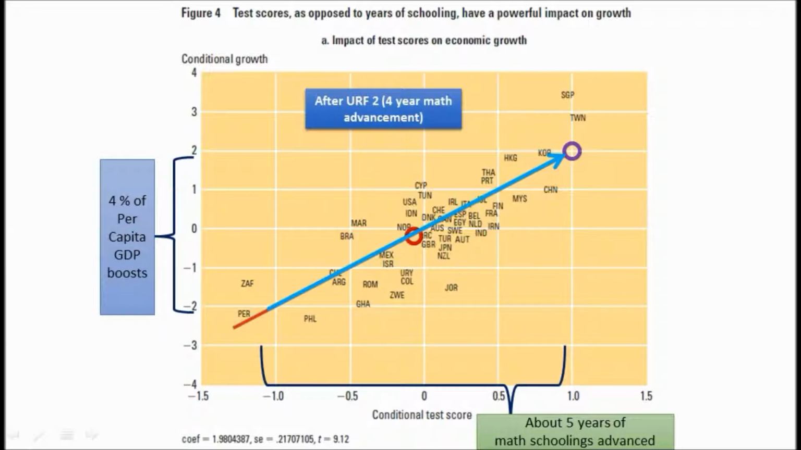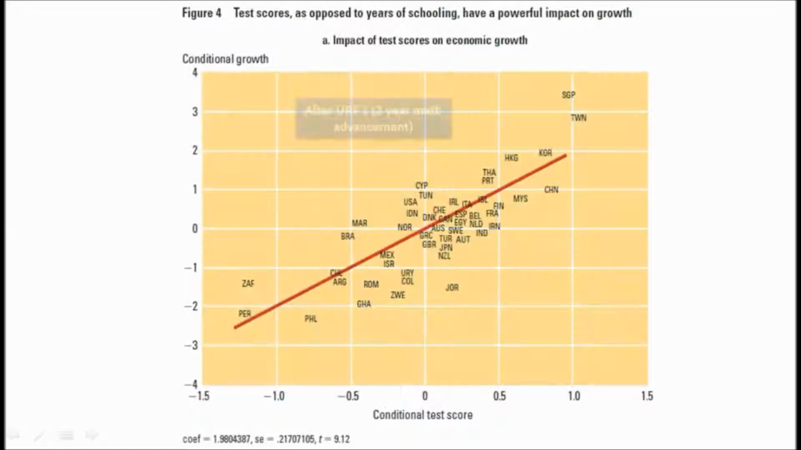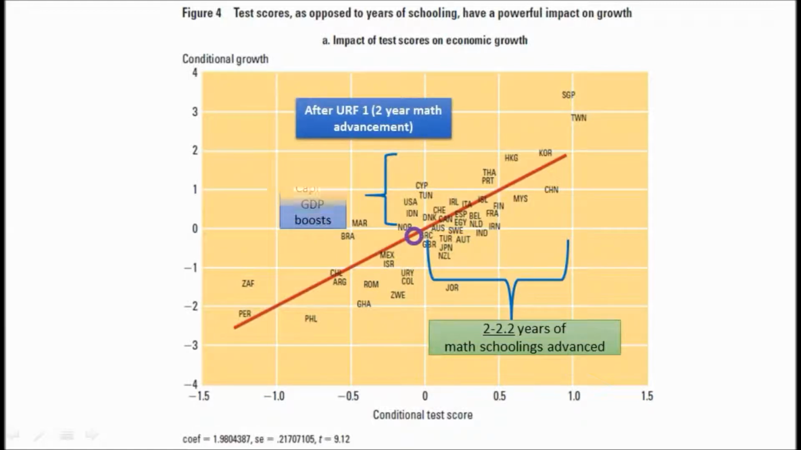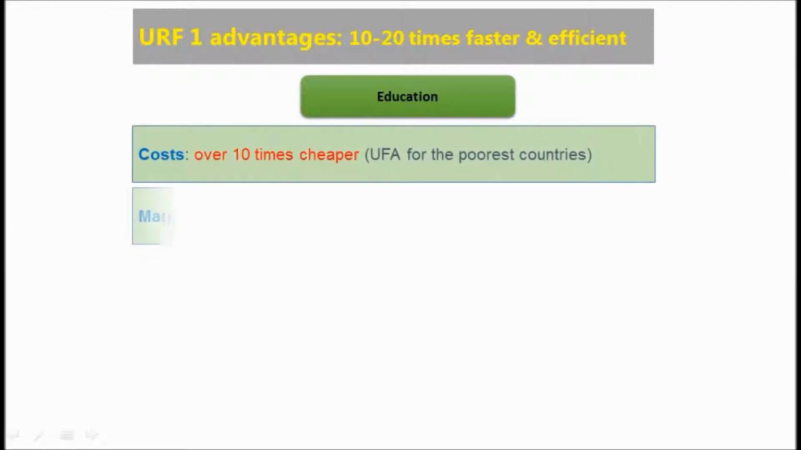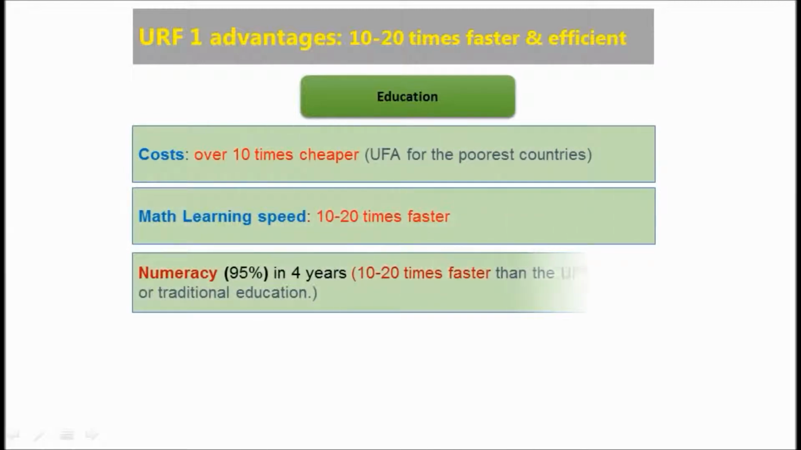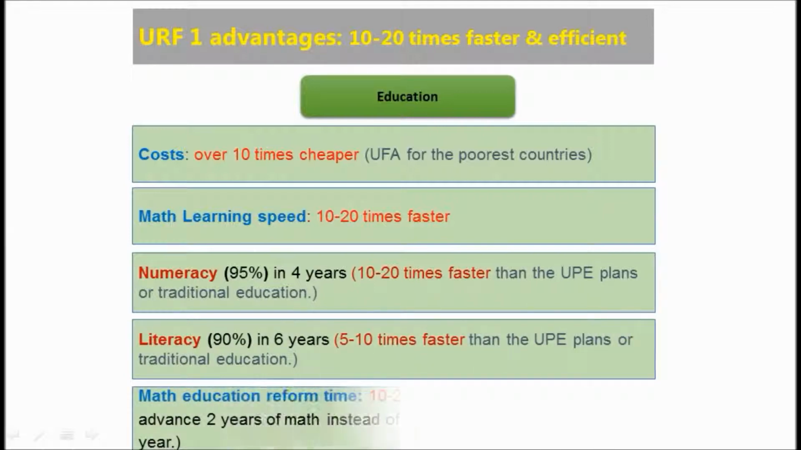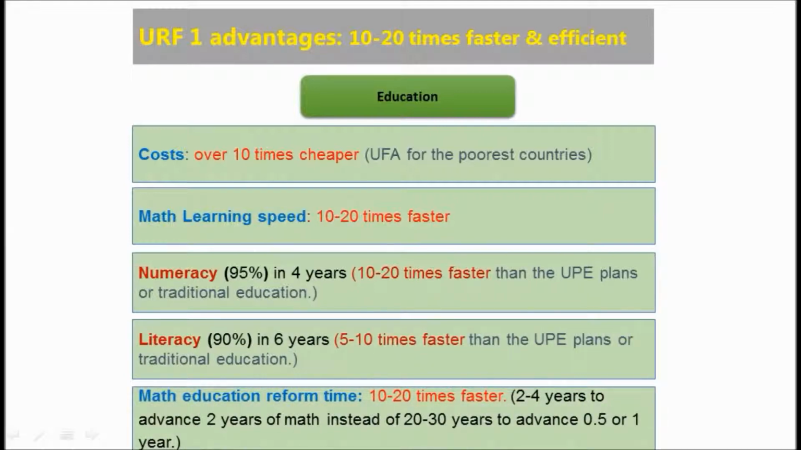First we'll start to advance 2 years, roughly a little bit more than 2 years of math level, and if you do that, basically all the 10 to 20 times massive fast innovation happens. So in response, the cost is over 10 times cheaper than usual. Learning speed is 10, 20 times faster. Numeracy and literacy are going to be eliminated 5, 10, 20 times faster than normal operation from the United Nations, UNESCO. Math education reform time is, instead of taking 20 or 30 years, taking 2 to 4 years, so 10, 20 times faster. Economic growth, 10, 20 times faster typically.